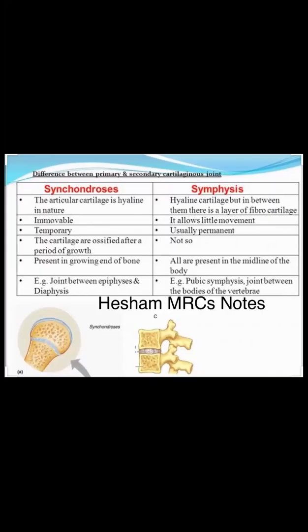And here are the types of the joints, whether they are synovial, fibrous or cartilaginous. Types of joint are fibrous, cartilaginous, and synovial. Okay, I will clarify the difference between primary and secondary cartilaginous joints, where the primary is called synchondrosis and the secondary is called symphysis. To simplify it, in primary, the articular cartilage is hyaline in nature, like the plate which is found between the epiphysis and the diaphysis. This is a plate, and it can be ossified after a period of growth.